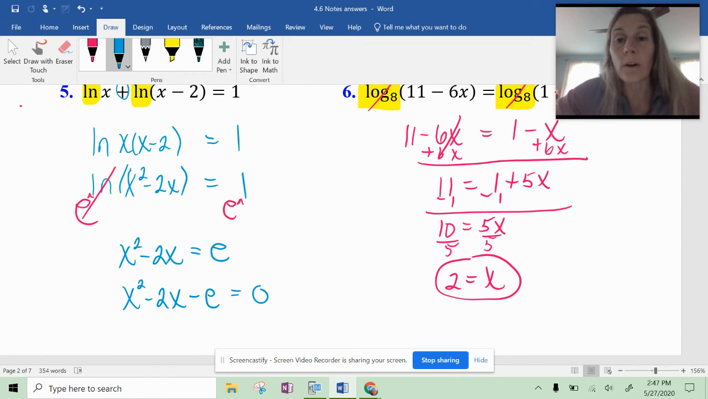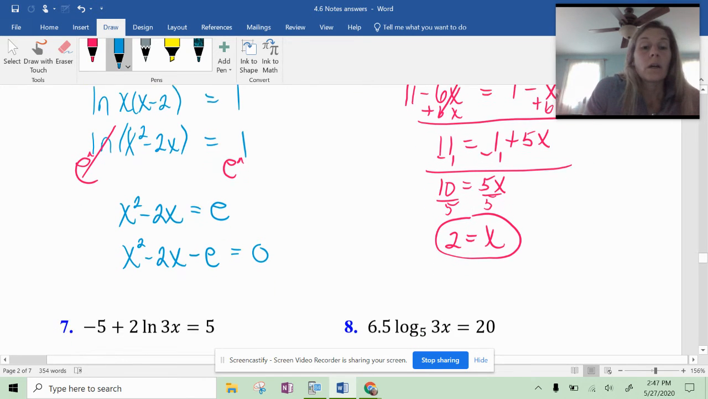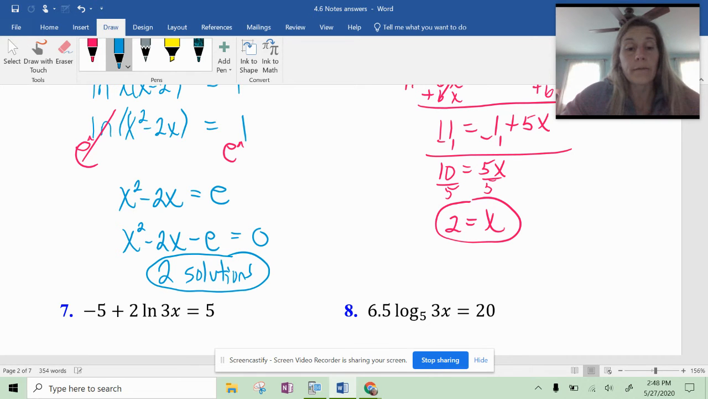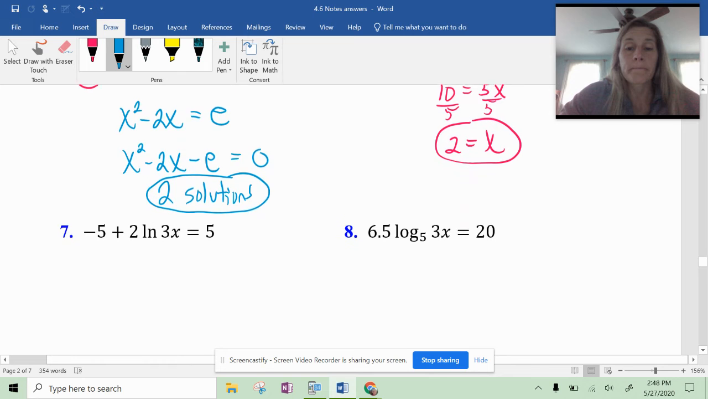And then I guess you could use quadratic formula to finish solving it, but I will let you stop from there because with the e, it's kind of nasty. But there would be 2 solutions there, most likely, provided your discriminant is positive. Okay, so a couple more.